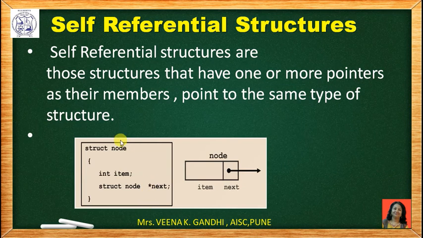You can see in this example, I have defined a node structure, struct node, having two members: int item, and then pointer next of type struct node, meaning next will contain the address of a variable of type struct node. You can see here item is one member, and next will point to the same type of node which contains the members item and next.